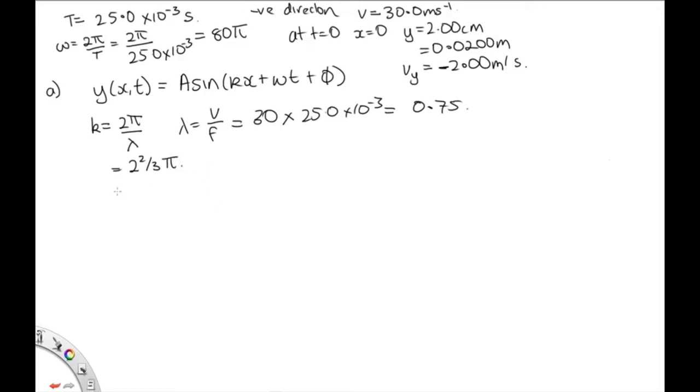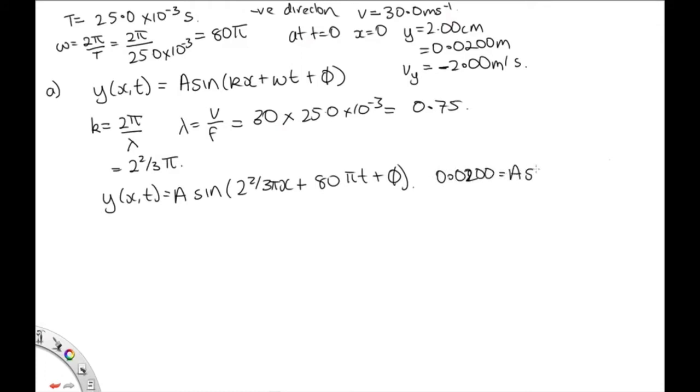Okay, so we've got y of x,t is equal to A sine 2 2/3 pi x plus 80 pi t plus phi. And we know this information, so that tells us that 0.0200 is equal to A sine phi. But there's two unknowns there, we don't know A and we don't know phi.